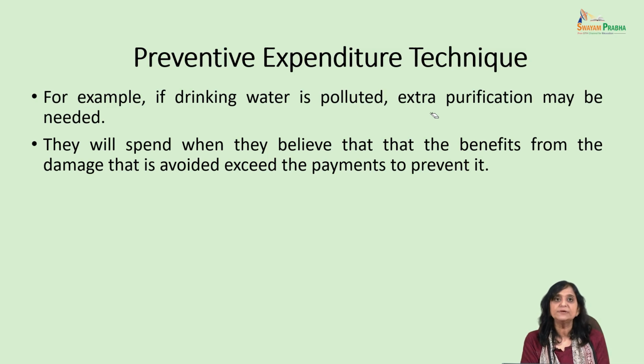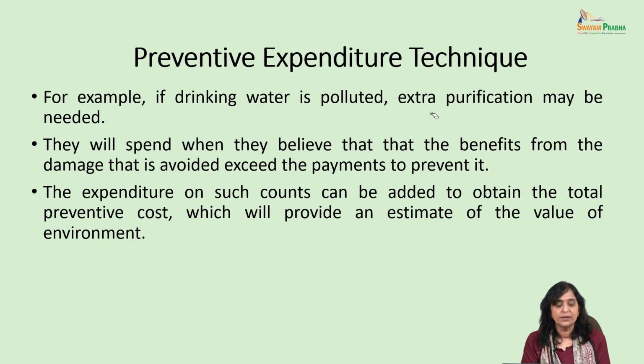So we say that people will spend when they believe that the benefits from the damage that is going to be avoided will exceed the payment to prevent it. That is, the money I am going to spend on purifying this water will be less than the benefits I am going to get by having purified water. So the expenditure on such counts can be added to obtain the total preventive cost. So, continuing with the same example, we calculate how much money I am going to spend on purification of water, right?